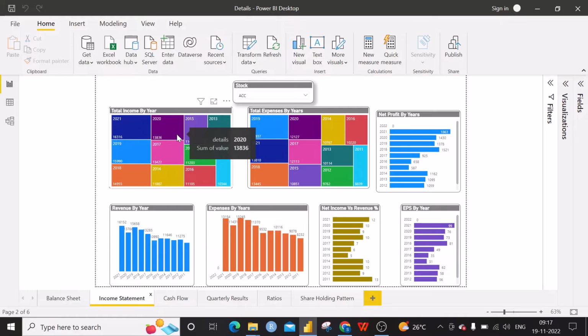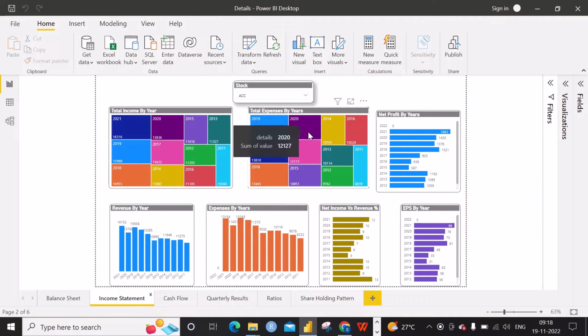In 2020 it is 13.8 crores. In 2021 it is 16.3 crores. It is really good. We don't have the data for 2022 in this chart. However, in the quarterly results, we can analyze the 2022 data in detail also.